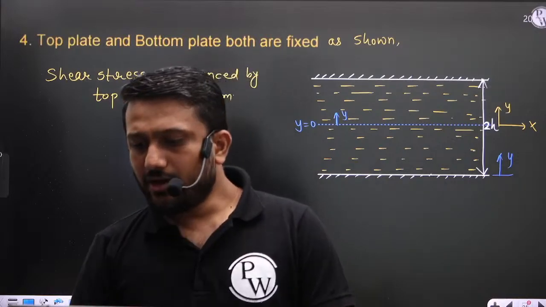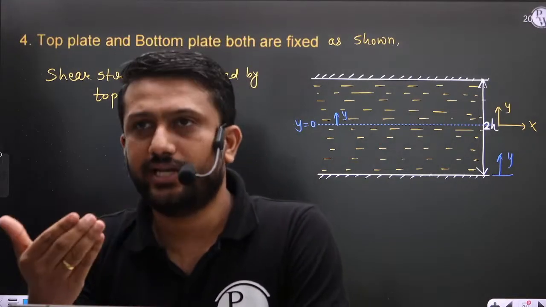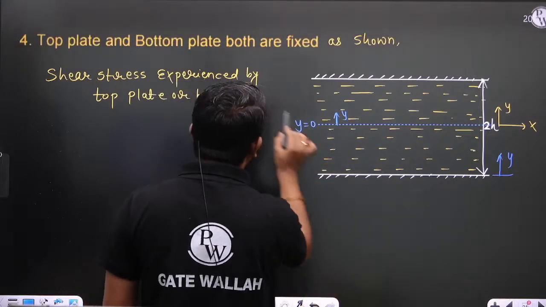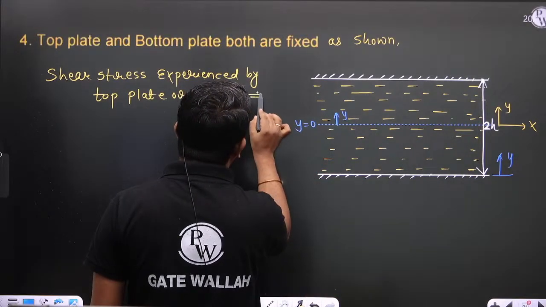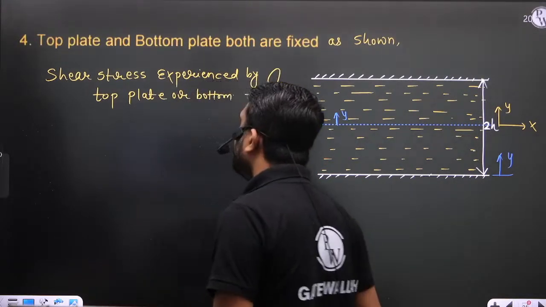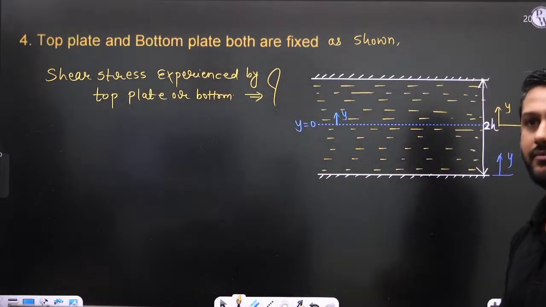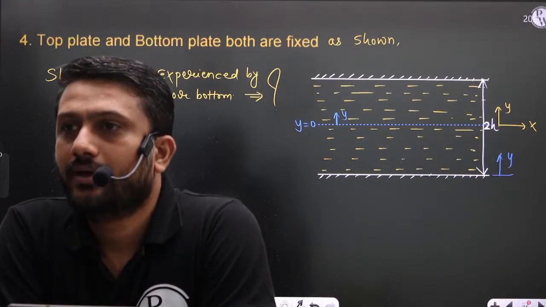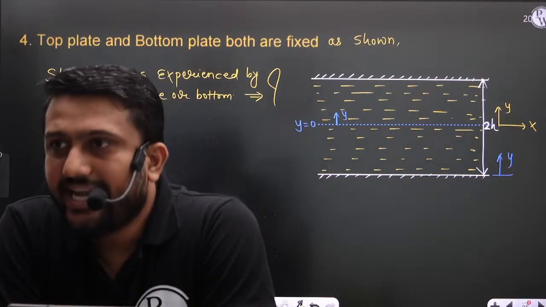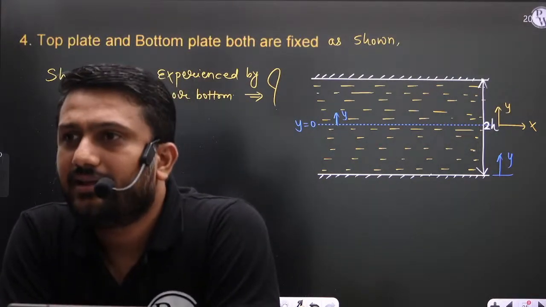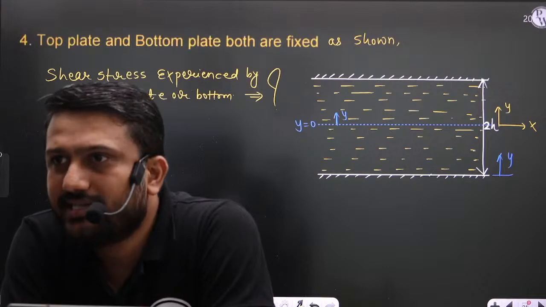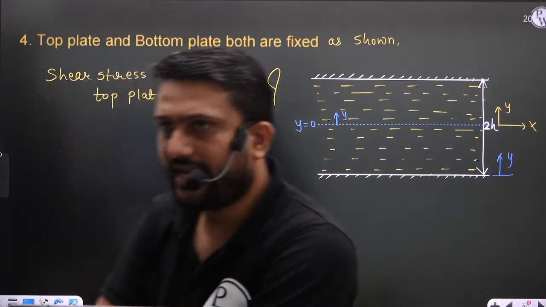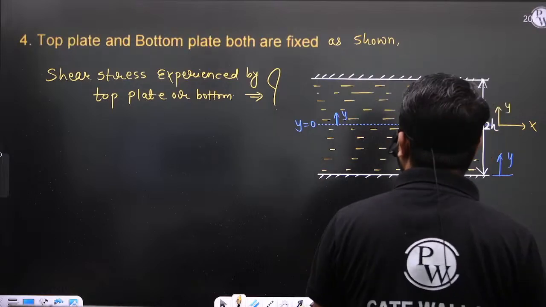Right, now what is my objective? Obviously my objective is the calculation of shear stress experienced by the top plate and the bottom plate. This is my objective. What advantage can we take from the symmetry? Yes, definitely. Once the explanation is completed, then you can understand this better. Okay, just wait and watch.